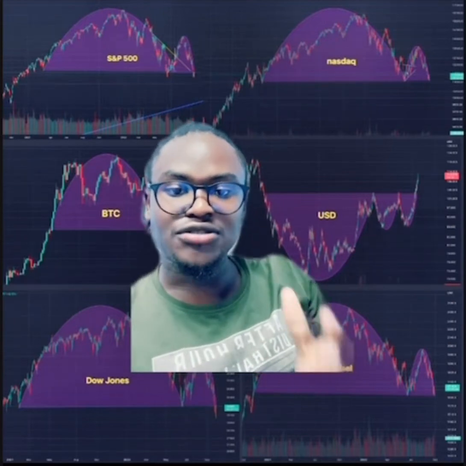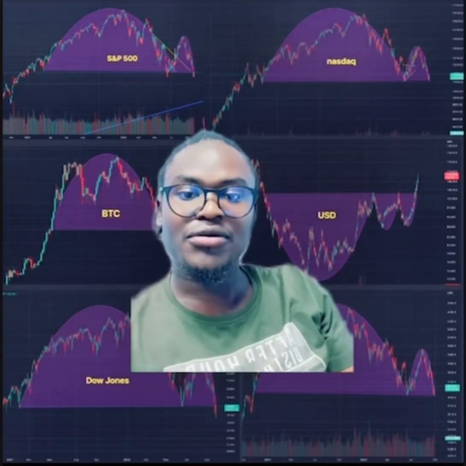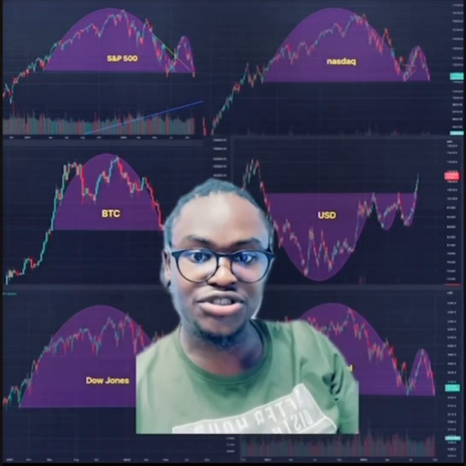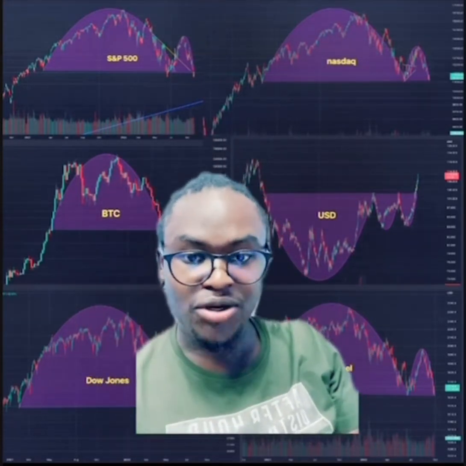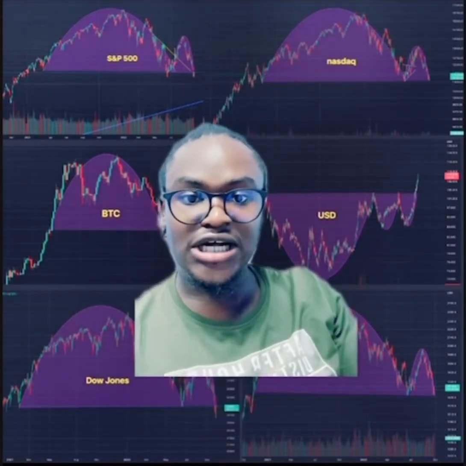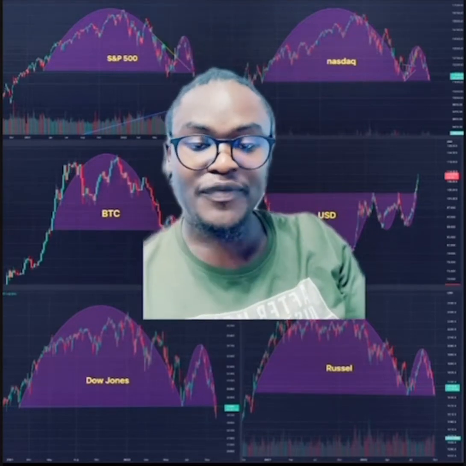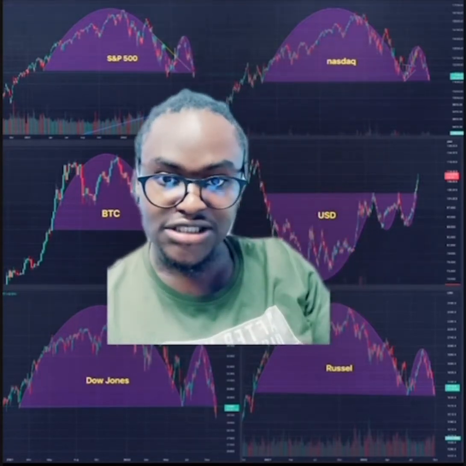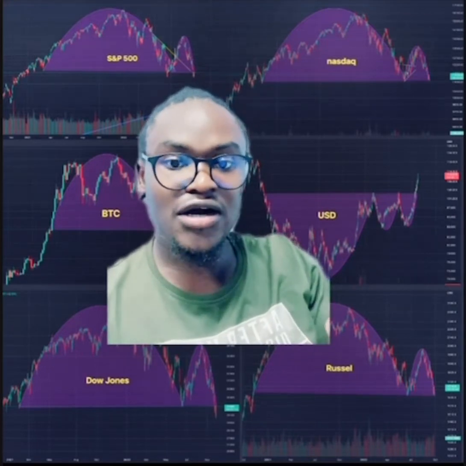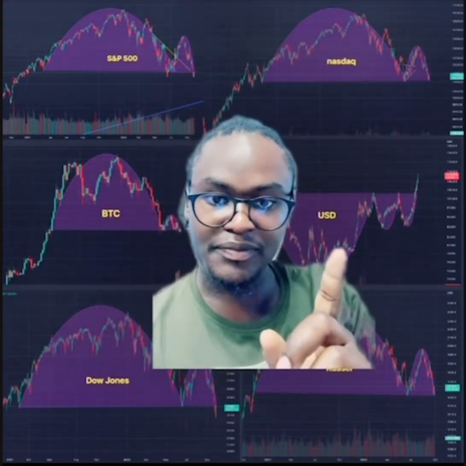So let's talk about these charts right here. Now here you can see the S&P, the Nasdaq, the US dollar, the Russell, the Dow Jones and Bitcoin. By Bitcoin I mean the crypto market. Now just from a glance you can clearly see what I have already demarcated here. Cup and handle patterns, or should I say inverse cup and handle patterns, with a regular cup and handle pattern here.